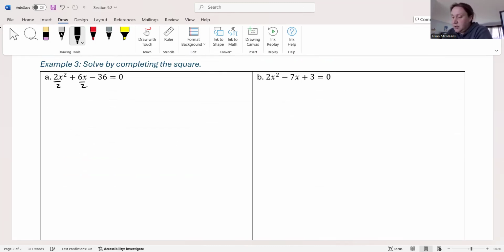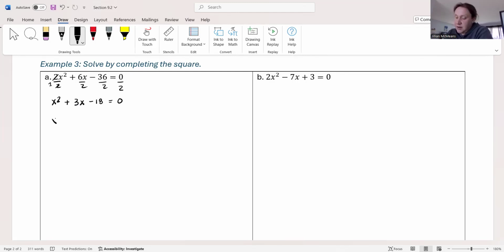It just simplifies a little bit easier in my head. So I'm going to divide everything by 2. Well, 2 divided by 2 is just 1, so that gives me 1x squared. 6 divided by 2 is 3, so that gives me 3x. Negative 36 divided by 2 is negative 18. And 0 divided by 2 is still just 0. Okay? And now I have a situation where I can complete the square.